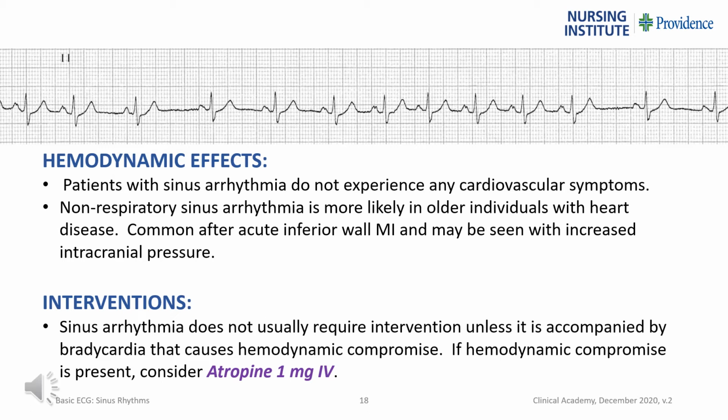Interventions are not usually required for sinus arrhythmias unless they're accompanied by bradycardia that results in hemodynamic compromise. If hemodynamic compromise is present, consider using atropine 1 milligram IV push.